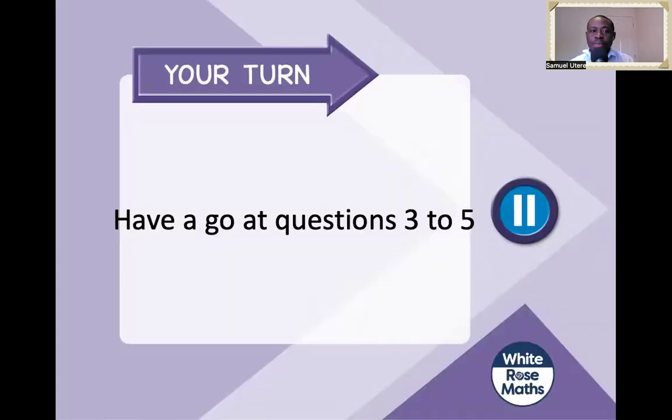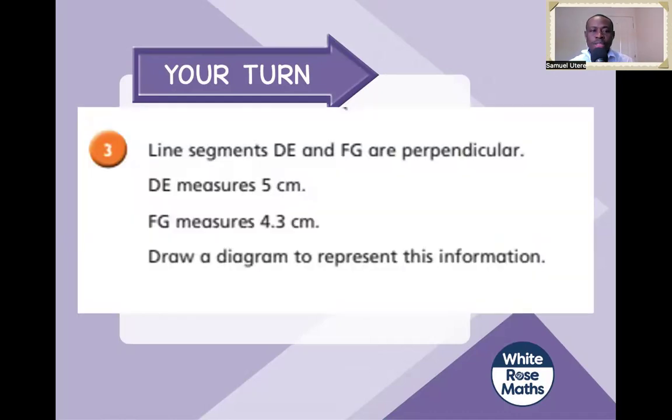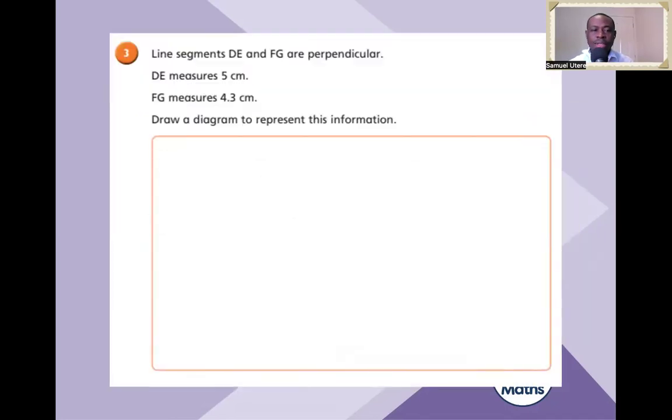It's now time for you to pause the video and answer questions 3 to 5. Pause the video and answer question 3 in 2 minutes. Assuming you've paused the video and you've answered question 3, here is the answer. So you were asked line segments DE and FG are perpendicular. So you're going to have to use a set square to do that. All right. And then you were asked DE measures 5 centimeter and FG measures 4.3 centimeter.